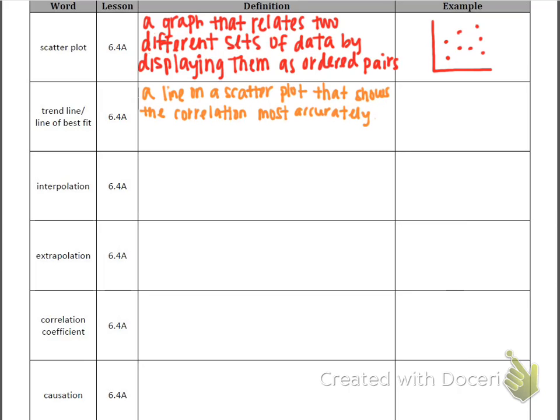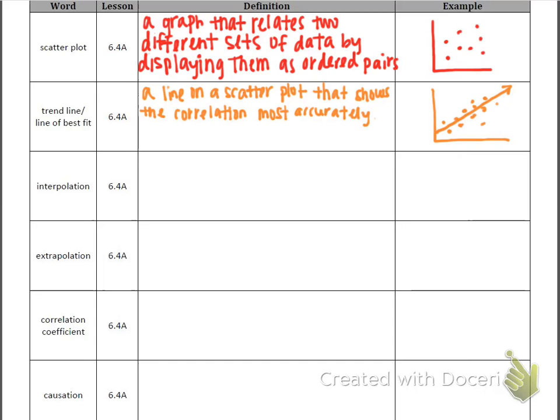So I'm going to draw another scatter plot. Let's say our scatter plot data looks pretty linear. So in general, they kind of go like this. Okay? Kind of like a path. So the trend line would be a line that maybe goes, we want it to be as close to most data points as possible. So the trend line or line of best fit would maybe go through like that. Okay? So it's basically the line showing the general trend of the data.